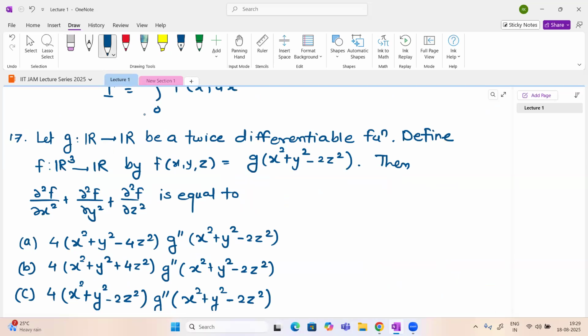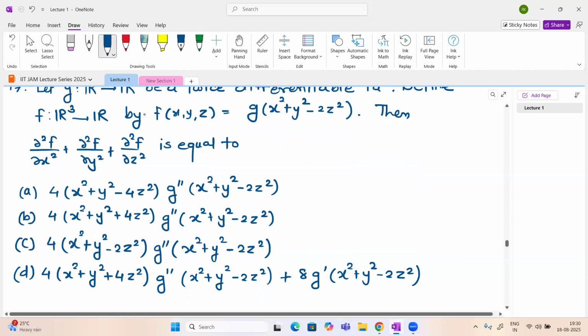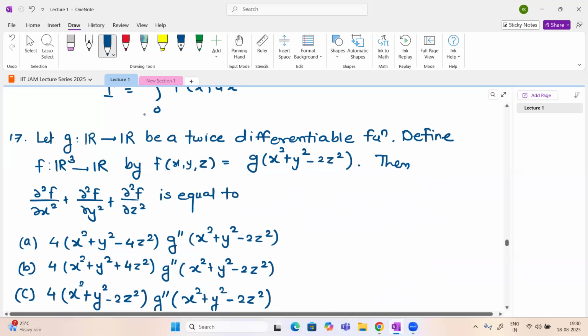Okay, so two functions we have, f and g. Can you see on the screen? f of x, y, z is g of x square plus y square minus 2z square. It's quite simple actually. So we have to find the value of this, the sum of these second order partial derivatives.